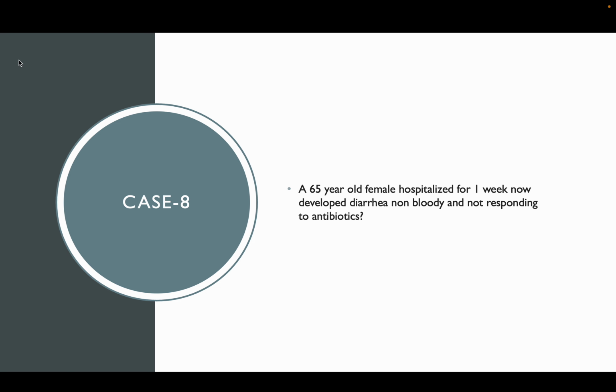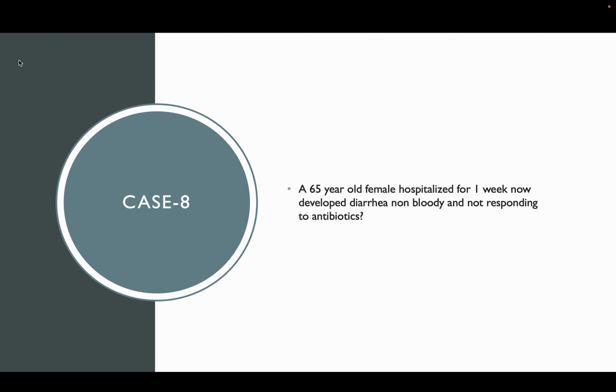They classically present with a small bowel diarrhea. Though C. difficile is a large bowel disease, it classically presents as a small bowel picture, with watery, large volume diarrhea of small frequency. So it presents as a small bowel diarrhea.